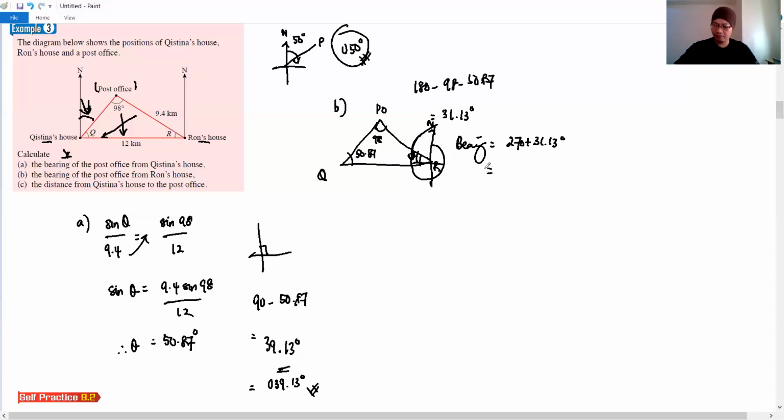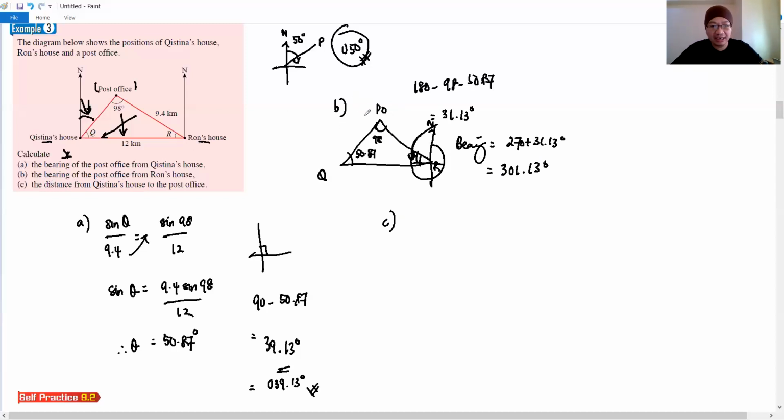So you got the final answer. 270 plus 31.13. So the answer will be 301.13. Okay guys, hopefully you found that's how we find the bearing. 301.13 degrees. Okay, that is question B. How about question C? Question C. Calculate the distance from Christina house to the post office.